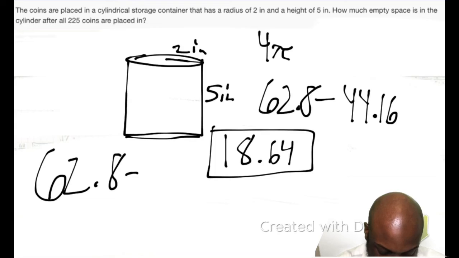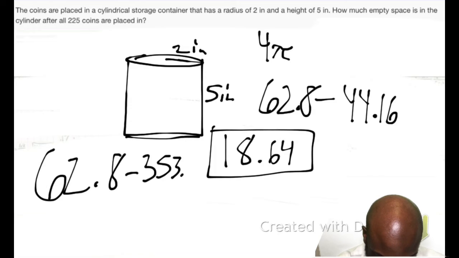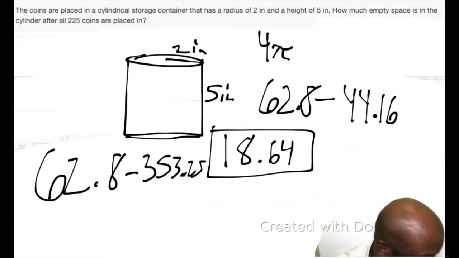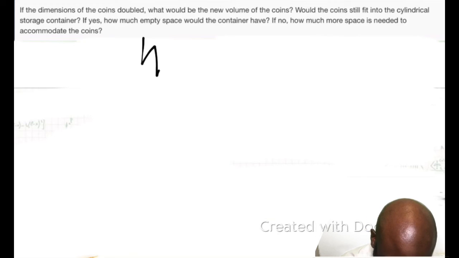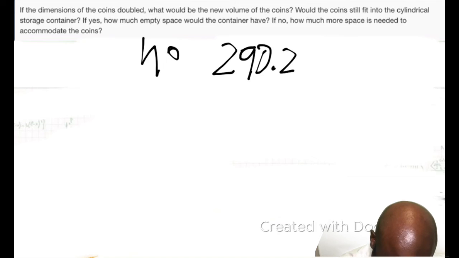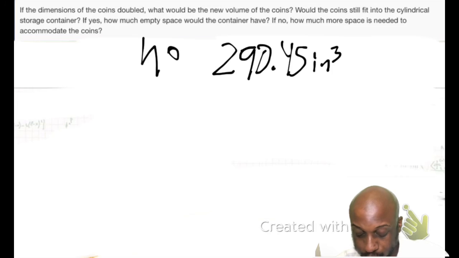62.8 minus 353.25? Yep. Let's see how much is needed, man. All right, so 353.25 minus 62.8 is 290.45. All right, so no. It'll need 290.45 inches cubed of space. All right, so that's how much more is needed. That's kind of crazy.